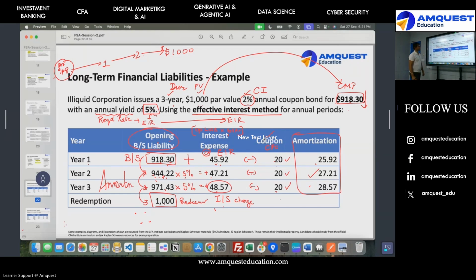Okay. So quickly take a note on your calcs. You can do that. But understand the details of this table. How to do it? Opening liability is 918. Plus interest, which is opening into EIR. Minus coupon, and you get, ignore this for now, 944. Opening liability into 5%, plus, minus. You're bound to get the answer as 1000.